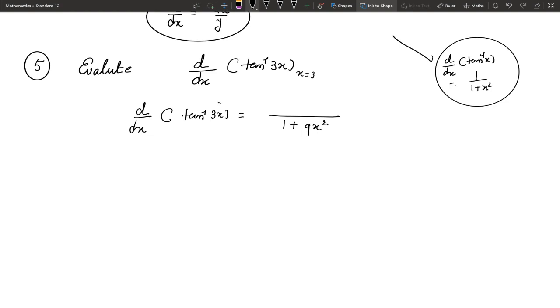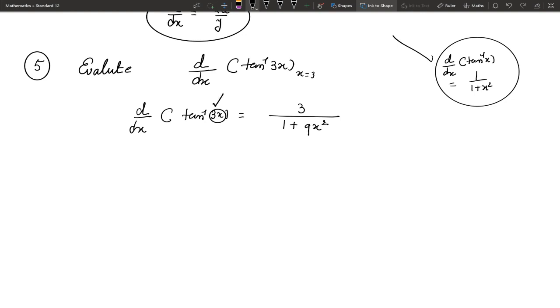Again, inside it is a function of x, so by chain rule, d by dx of 3x is 3. You can observe the first derivative of tan inverse x, according to 1 upon 1 plus x square, is 1 upon 1 plus 9x square, and into, by chain rule, d by dx of 3x, that is 3.